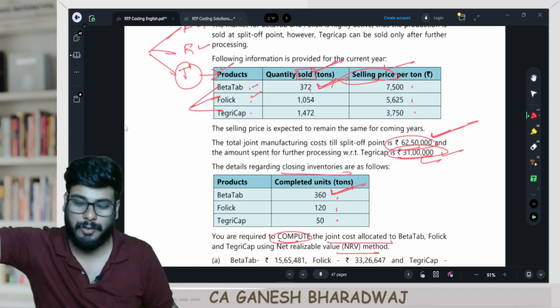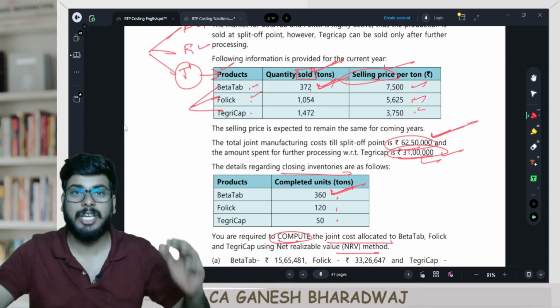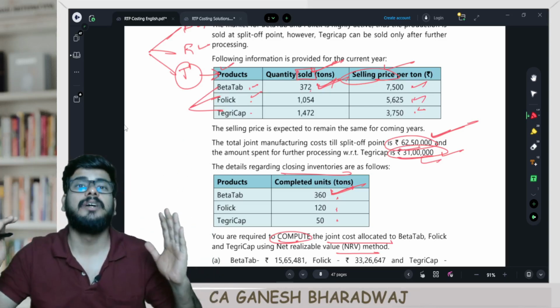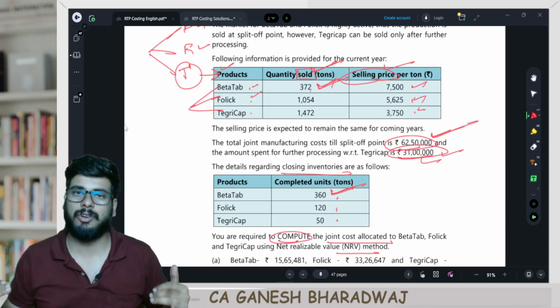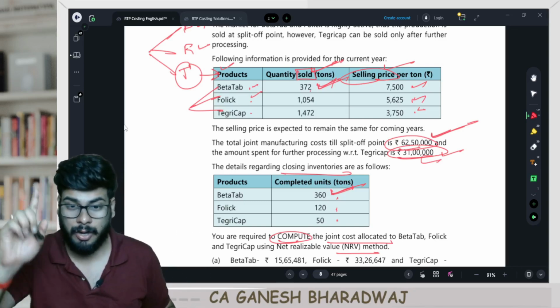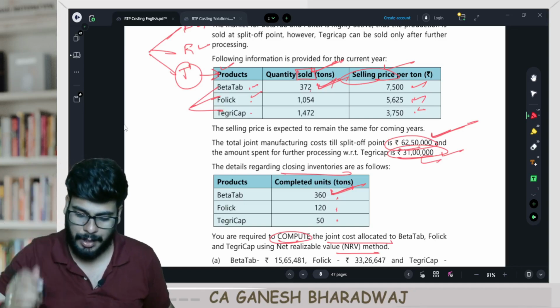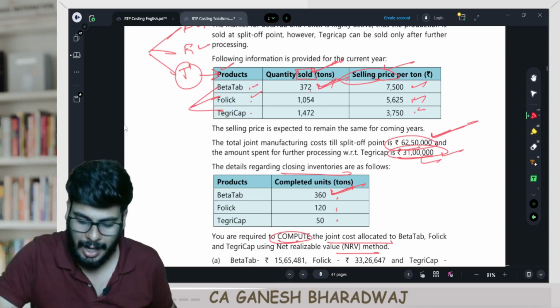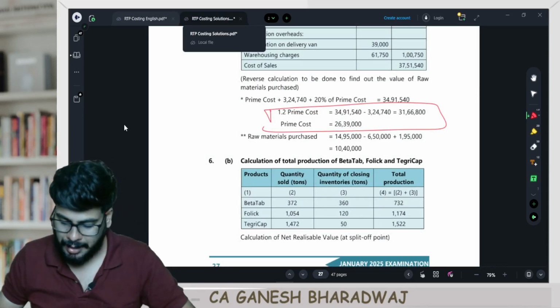For these total units produced, multiply with the selling price, you will arrive at the sales value of the total production. From that, you reduce the further processing cost. You will arrive at the NRV. That NRV can be taken as a base to apportion. Are you clear with this? The most important aspect here is NRV calculation should be done on units produced and not just on units sold. That's something that you need to understand.